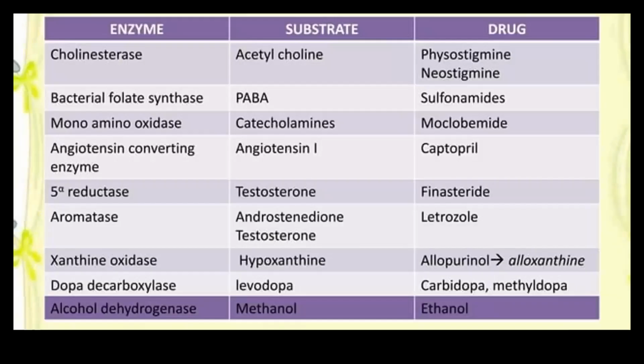Then these are the examples. The enzyme is cholinesterase, the substrate is acetylcholine, and the drugs are physostigmine and neostigmine. The drug displaces the acetylcholine. Then we see the effect of the anticholinesterase activity of physostigmine and neostigmine, and similar actions of the sulfonamides, which displace PABA, where the enzyme is folate synthase. These are a lot of examples.